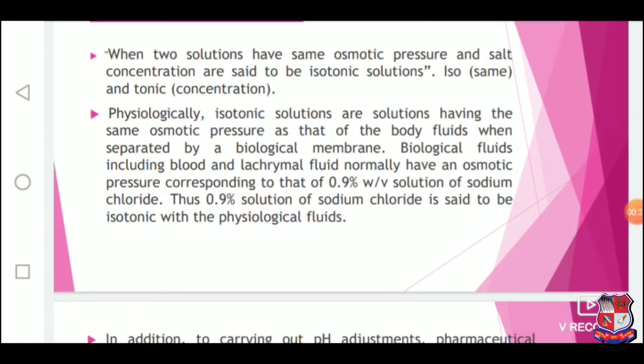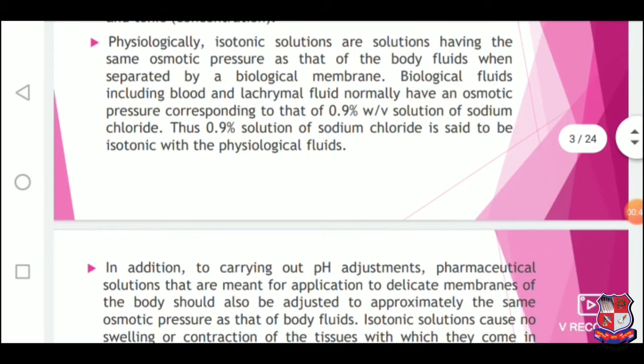Physiologically, isotonic solutions are solutions having the same osmotic pressure as that of body fluids when separated by a biological membrane. Biological fluids including blood and lacrimal fluids normally have the osmotic pressure corresponding to that of a 0.9% weight by volume solution of sodium chloride. Thus, 0.9% solution of sodium chloride is said to be isotonic with the physiological fluids.